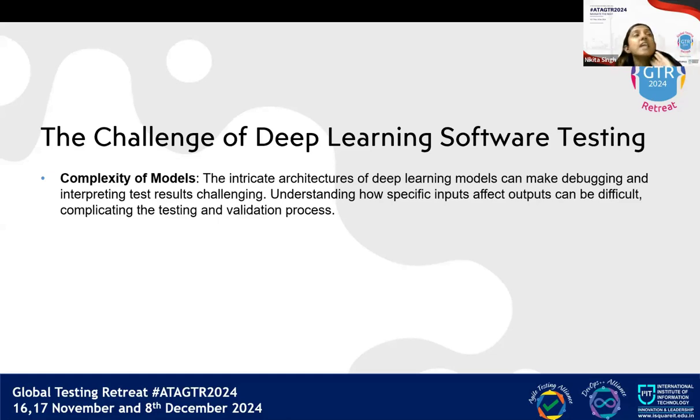Moving ahead, the lack of transparency is the second challenge that we are facing. It's also called black box in nature. Deep learning models, especially deep neural networks, are often described as black boxes. It means understanding exactly how they make decisions is very difficult.